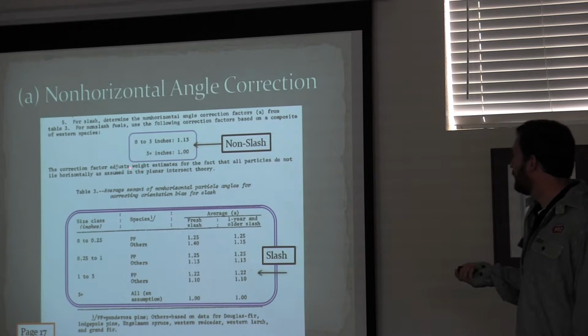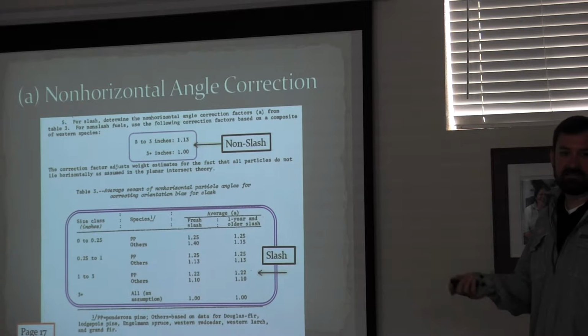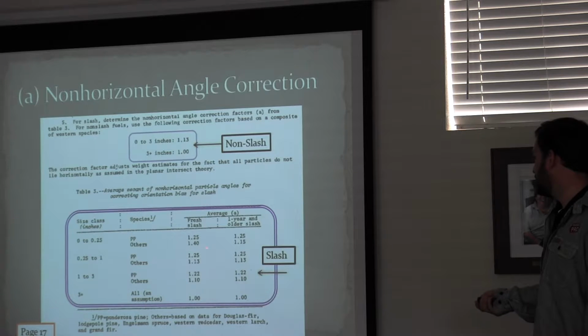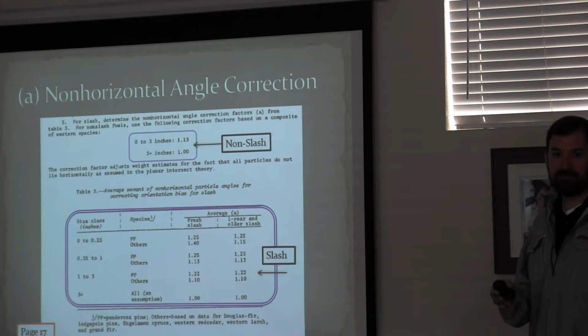Alright, so anyway, for A, at the top, this is non-slash. There's only two, if it's non-slash, then there's really not much option. It's either 1.13 for 0.3 and it's 1.03. But if it is slash, you have to decide, by size class, is it fresh or is it 1 year or older slash? Okay, so activity fuel.